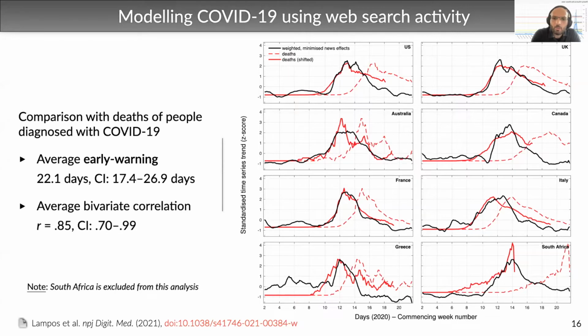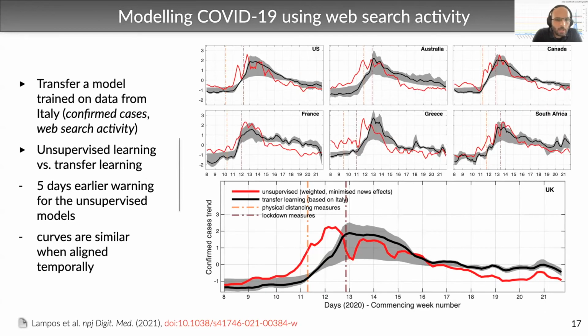In that case, the early warning increases to 22 days on average, as expected, and the correlation after aligning the signal is slightly stronger. As part of the same study, we trained a supervised learning model, mapping search trends to cases for Italy, and transferred it to all other countries. Italy had a COVID-19 outbreak earlier than the other countries in our analysis, so we used that to inform models elsewhere.